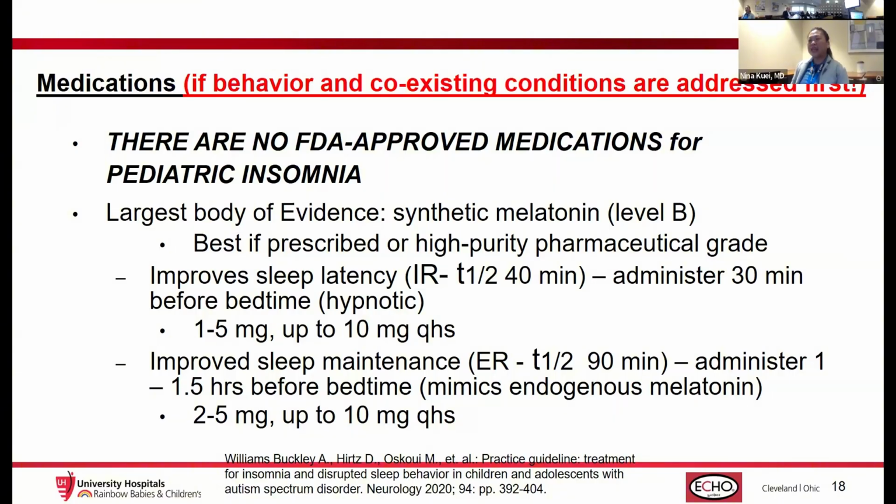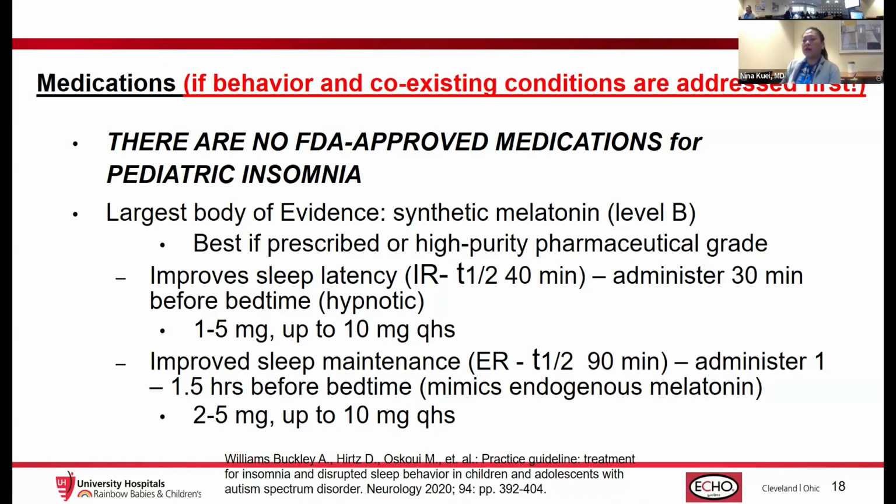The caveat is that it's best if prescribed from a pharmacy or is a high purity pharmaceutical grade. That's ideal. I always try to prescribe it if I can, but I tell parents, if it's a crazy copay or they're not going to cover it, just get it over the counter. That's the best we can do, unfortunately.